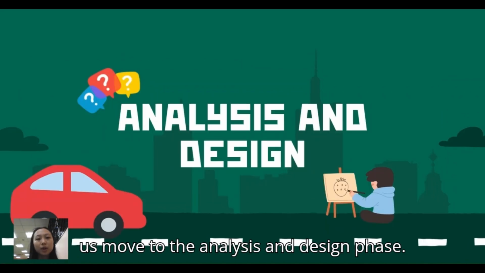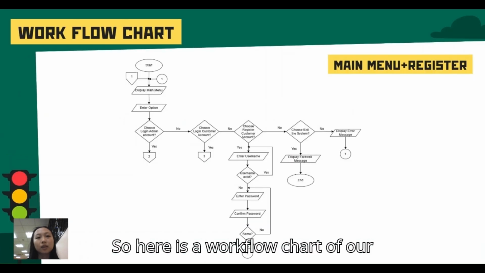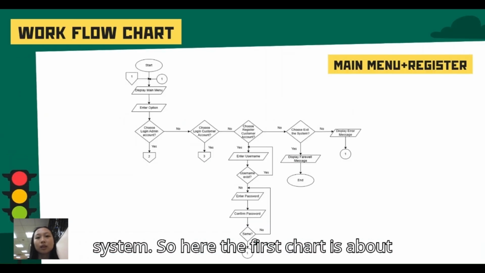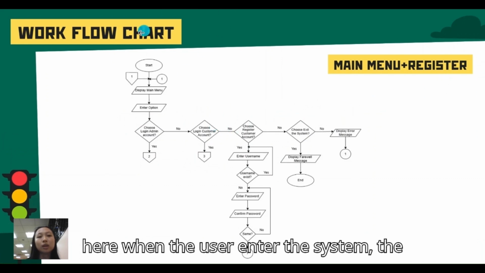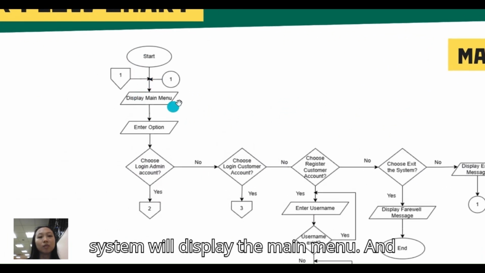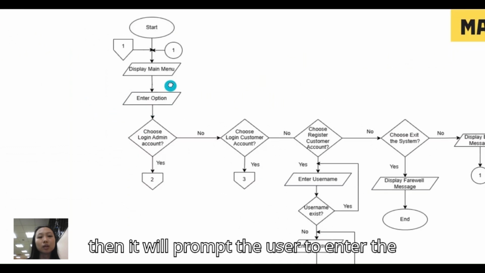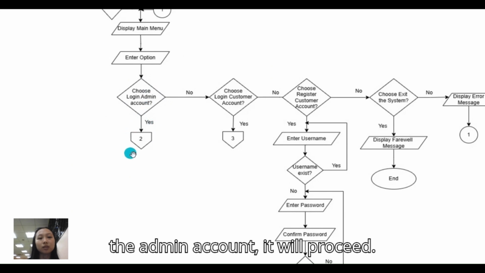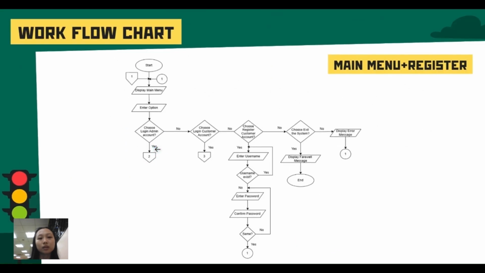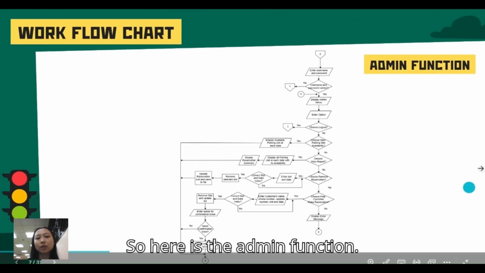So now let us move to the analysis and design phase. Here is the workflow chart of our system. The first chart is about the main menu and register function. When the user enters the system, it will display the main menu and then prompt the user to enter an option. If the user chooses to log in to the admin account, it will proceed. So here is the admin function.